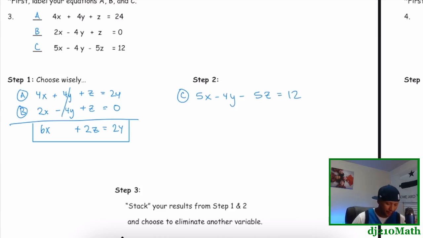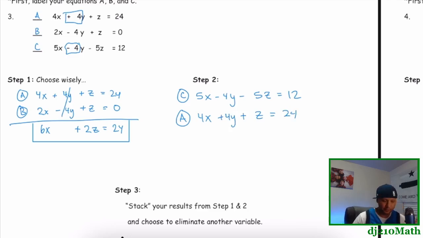All right. From the remaining A and B, I need to choose one so that y eliminates. So I'm going to choose, so look, negative 4. Is it A or is it B? What do you think? It's A because it's positive 4. So I got to choose A. So I'm going to write that down. 4x plus 4y plus z equals 24. Right, I had to choose that one.